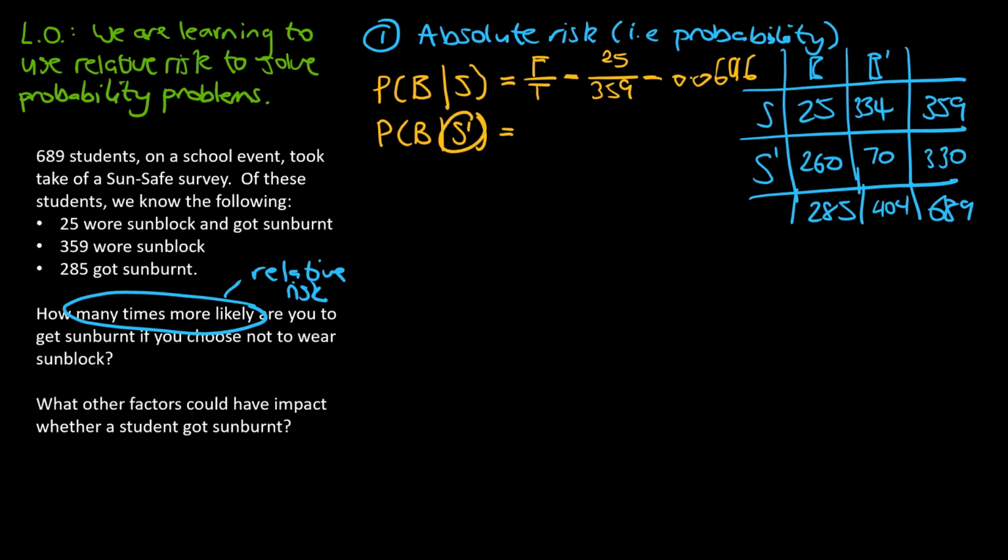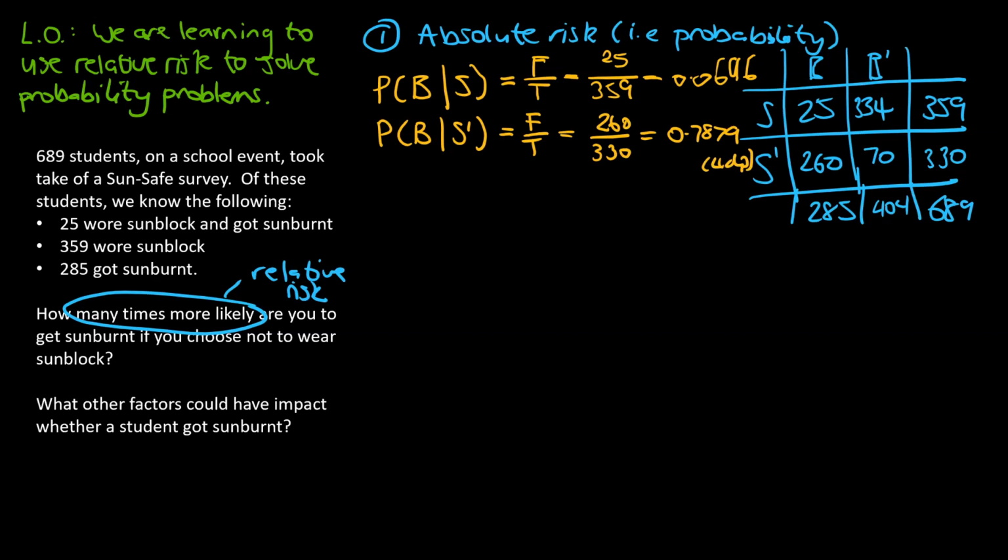So of the people who didn't get sunburnt, let's do our F over T. F over T didn't get sunburnt. That's these 320 people there. So we only care about them. Of those 330, how many people got sunburnt? 260 of them. And we can find the probability of someone getting sunburnt if they chose not to wear sunblock. So 360 divided by 330, that gets us to 0.7879. And both of those numbers were rounded to 4 dp.